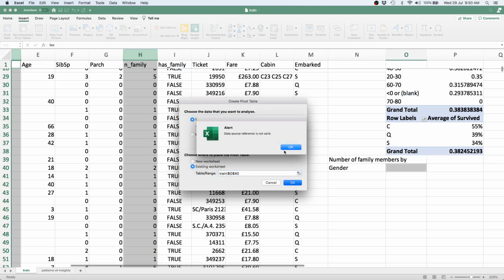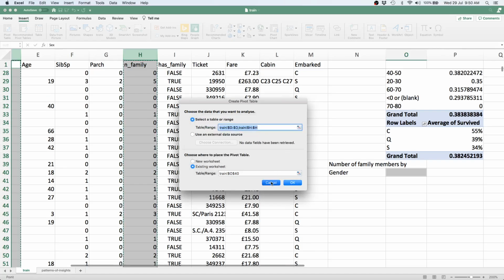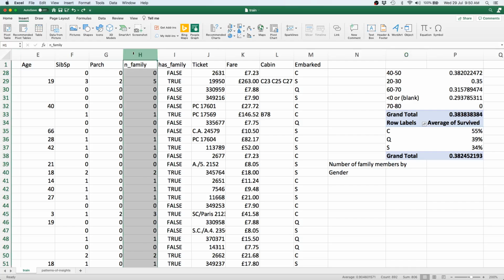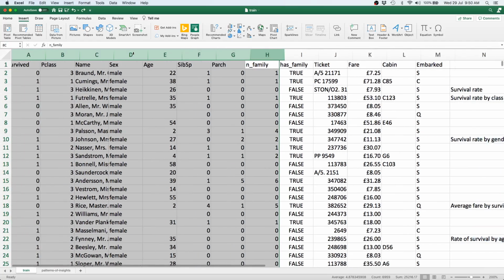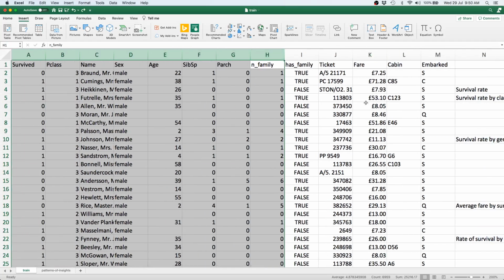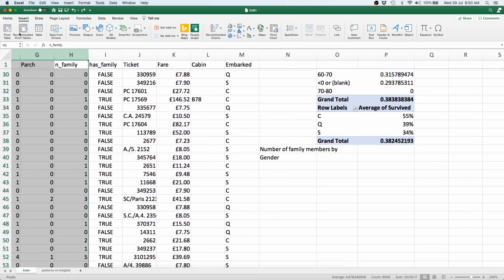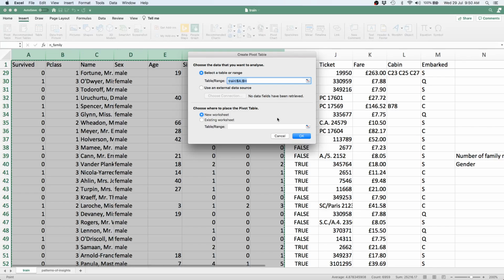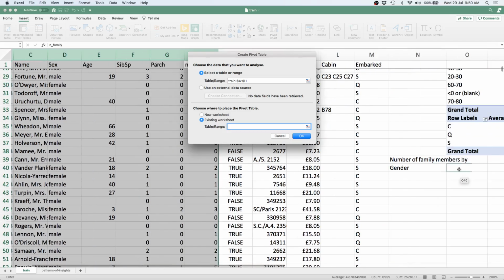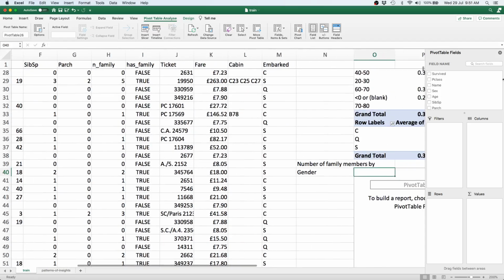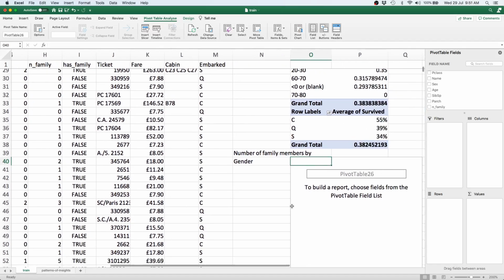It says that the data source reference is not valid. Let's see what can go wrong over there. Let's cancel this and actually force select all the columns from A to H, and that should give us our correct selection for the pivot table. So there it is, and we want to add it to the existing worksheet over here, and then we click on OK. And if you look at it, yeah, this time the number of family members has come up.